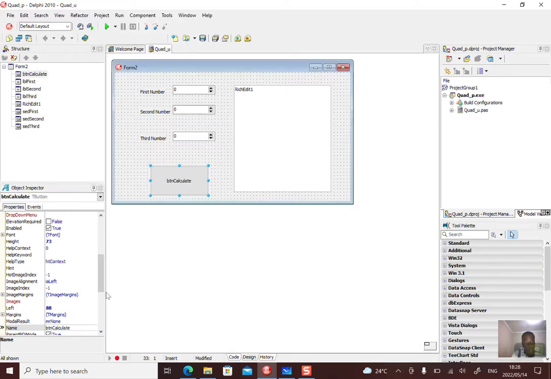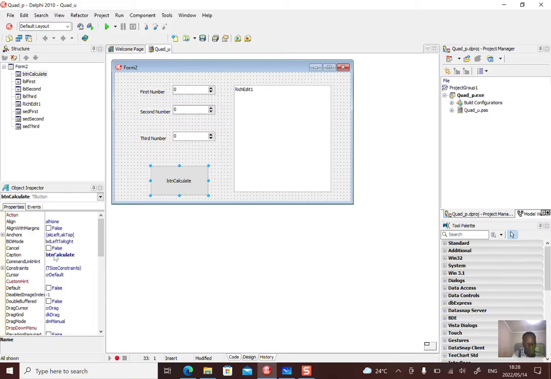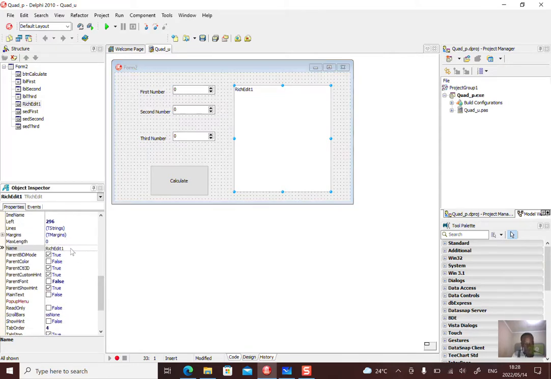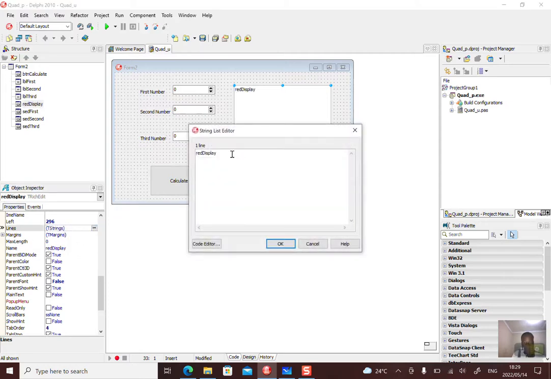Right, then I go right here, and then I'm just gonna cancel this, which edit is red, display. And I'm just gonna remove the lines here.